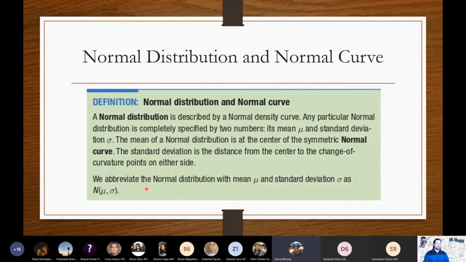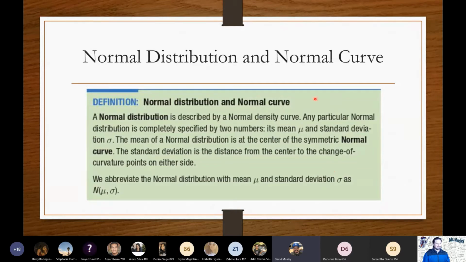We abbreviate the normal distribution with mean, mu, and standard deviation, sigma, as N(mu, sigma). Okay, so this is a new notation. When you see that, it means that this is a normal distribution that can be described using the mean and standard deviation provided. They've given you enough information to draw a picture and then say things about it, just by giving you that notation.